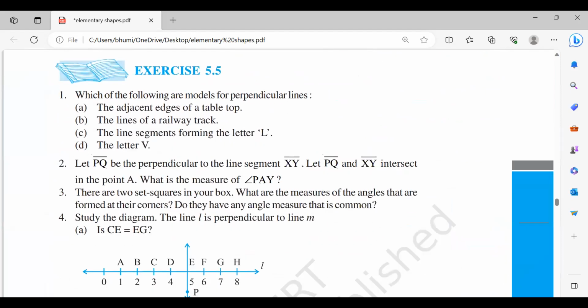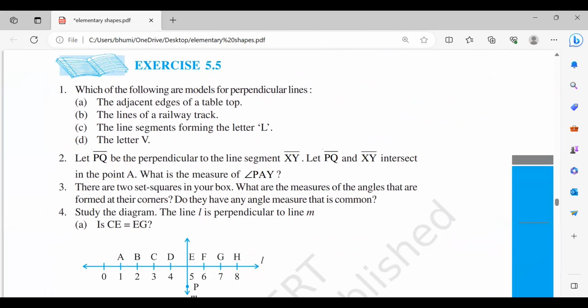Coming to the exercise 5.5, which of the following models are perpendicular lines? The adjacent edges of a tabletop. Yes, these are perpendicular. The lines of a railway track. No, these are parallel. The line segments forming the letter L. Yes. The letter V. No, it is an acute angle.